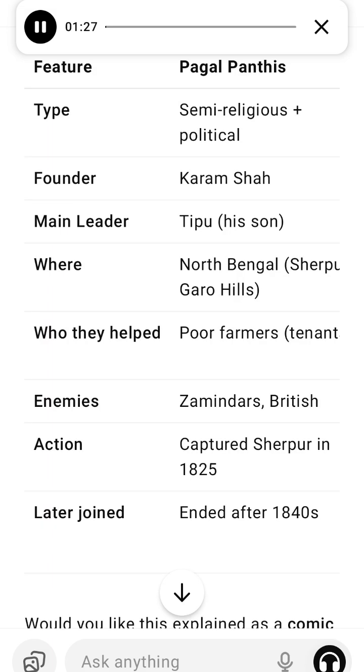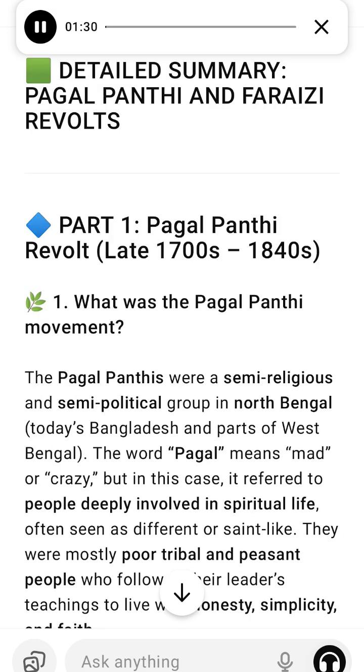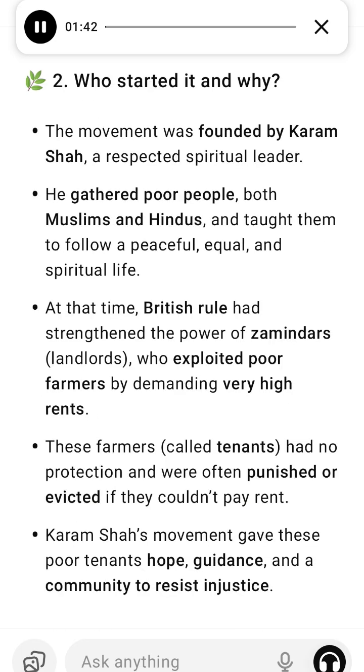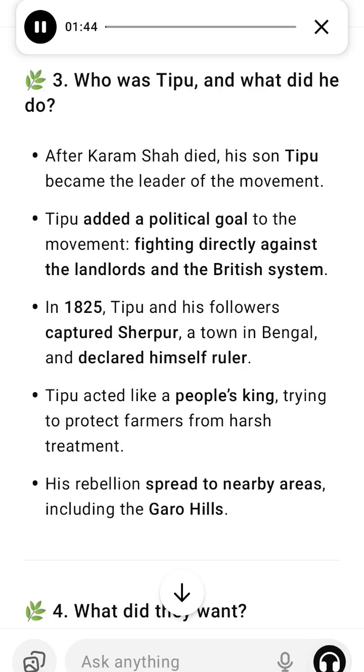Tipu added a political goal to the movement, fighting directly against the landlords and the British system. In 1825, Tipu and his followers captured Shirpur, a town in Bengal, and declared himself ruler. Tipu acted like a people's king, trying to protect farmers from harsh treatment. His rebellion spread to nearby areas, including the Garo Hills.